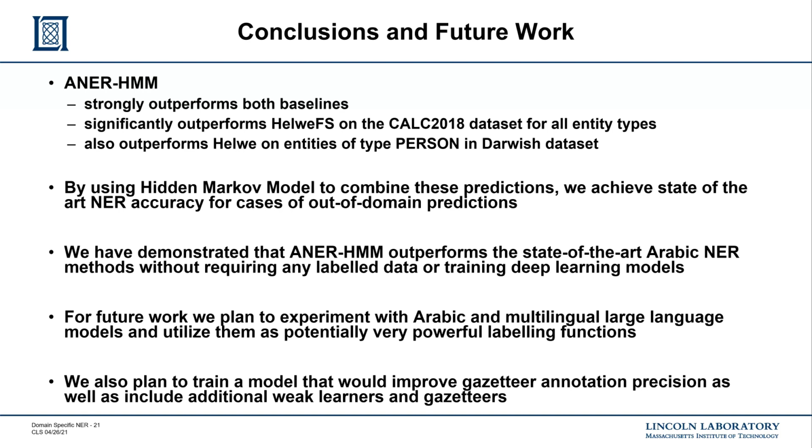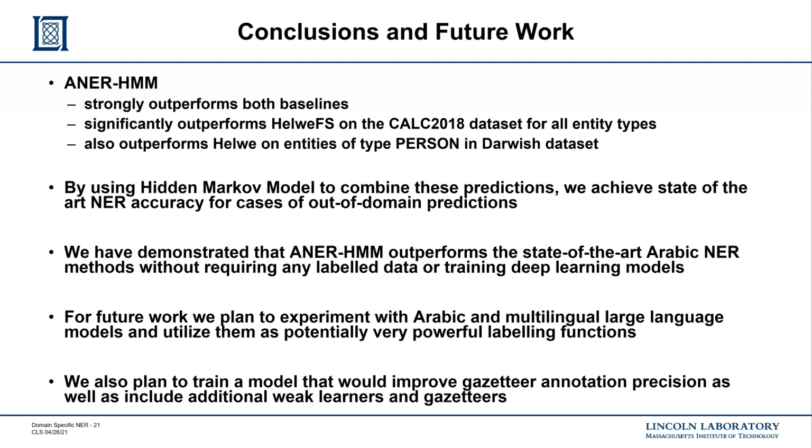And we don't require any labeled data, which is a really nice thing about this weak learning approach. We also don't need to train any deep learning models, as it doesn't tend to improve the performance very much. We just take the labels that we get from this aggregation algorithm that uses the hidden Markov models. For future work, large language models are all the rage now, so we want to look at Arabic and multilingual large language models and utilize them as potentially very powerful labeling functions to feed into our pipeline.